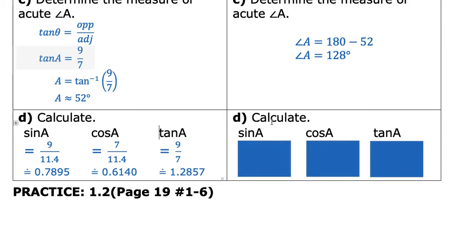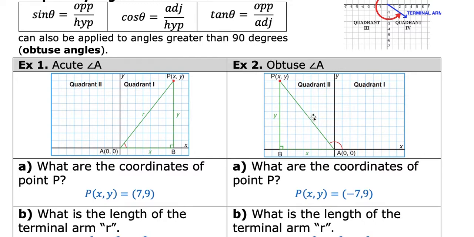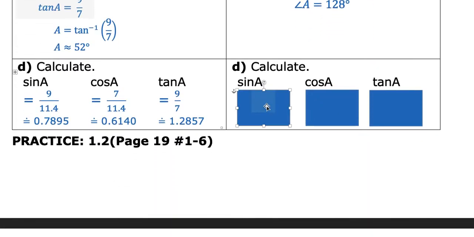When we investigate the same primary trigonometric ratios with an obtuse angle, sine of A is opposite over hypotenuse. So in this case, we can think of it from this perspective here with the related acute angle on the inside. This is the obtuse angle, but this is referred to as the related acute angle. And the opposite over hypotenuse is positive 9, because it went up on the y-axis 9 units to get to that point, over the hypotenuse. So that's still 9 over 11.4. And it's evaluated as a decimal.